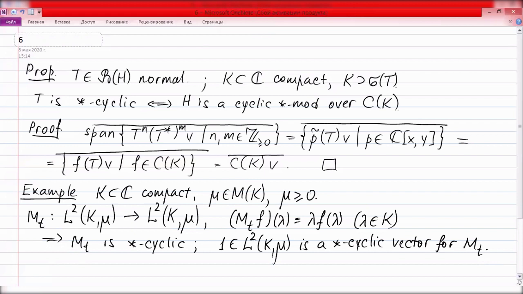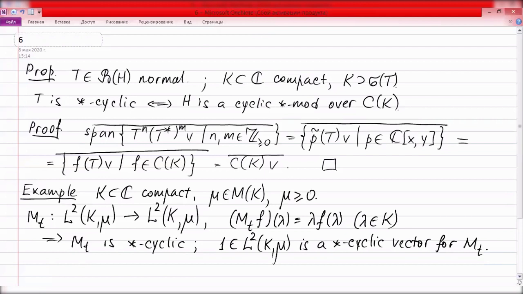Well, indeed, this can be immediately deduced from our previous example of a cyclic star module. In fact, this operator corresponds to the star module L2(K) over C(K), and we know that this module is cyclic. Otherwise, we can just look at the definition of a star cyclic operator and observe that the star cyclic subspace generated by the function which is identically 1 contains all polynomials in T and the complex conjugate function T bar. And by the Weierstrass theorem, this subspace is dense in C(K), and as a corollary, it is dense in L2(K). So this operator is star cyclic.